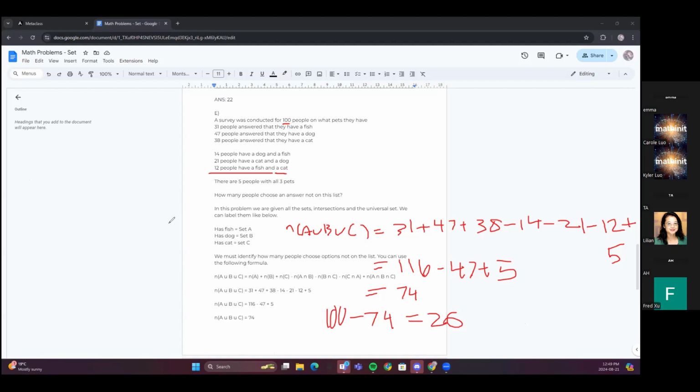I have a question. What would happen if there were 7 sets instead of 6? What would you do? 7 sets. Yeah, I guess you would just have a really long formula.